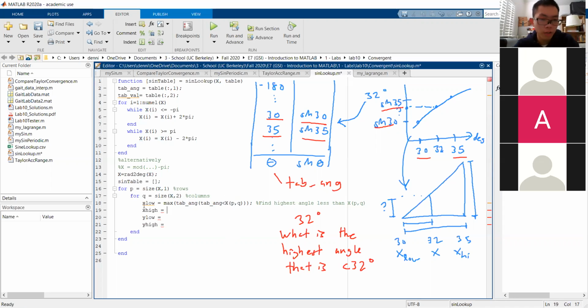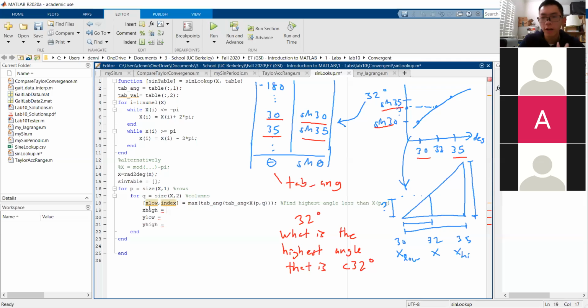Now I want to make one modification. This is going to give us two outputs. It's going to be x low, and it's going to give us the index. What is that angle that's less than our 32 degrees, and where is it? We'll use this index to locate x high.